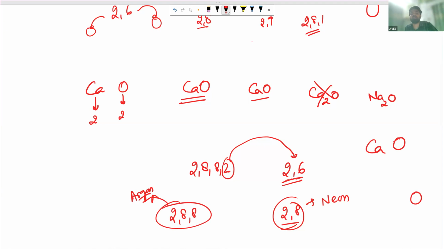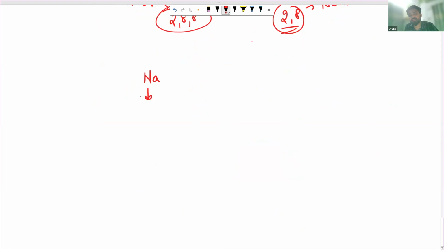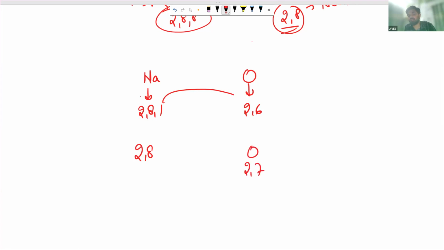But if the donor gives only 1, and oxygen requires 2 electrons to complete its octet, like in sodium, which has electronic configuration 2, 8, 1, and oxygen has 2, 6. Sodium can donate 1 electron, so it will have 2, 8. When it donates 1, the oxygen gets 2, 7. Still it does not have the stable electronic configuration of the nearest noble gas, neon, 2, 8. So it will require 1 more sodium.